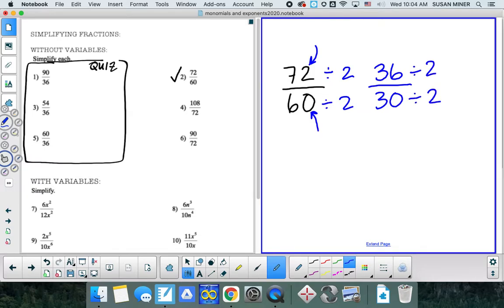And I can just keep going a number of times until I finally end up with my most simplified fraction. So this would reduce to 18, and this would reduce to 15, and then I would reduce again by 2, right? And I would end up with 9.